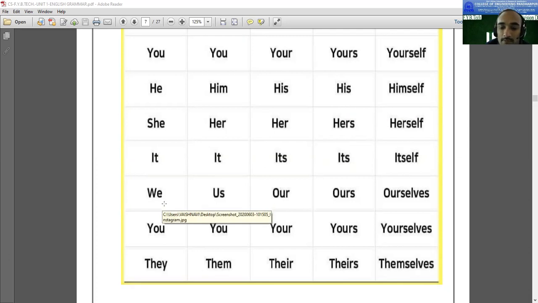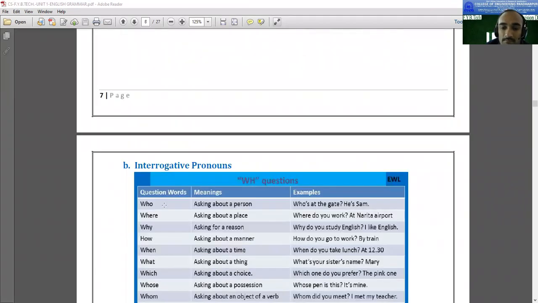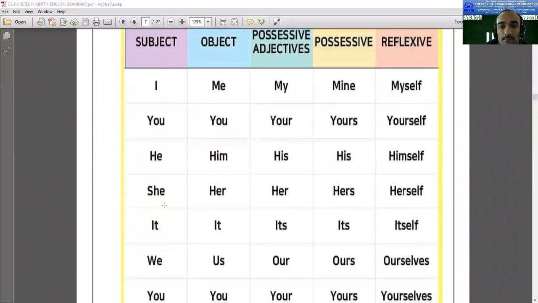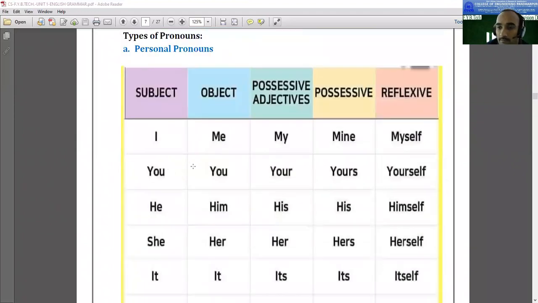So this is also the chart. Okay. This is the chart of the personal pronouns. Okay. The types of pronouns: personal pronouns, subject, object, possessive adjectives, possessive case and reflexive case. These are the 5 cases.